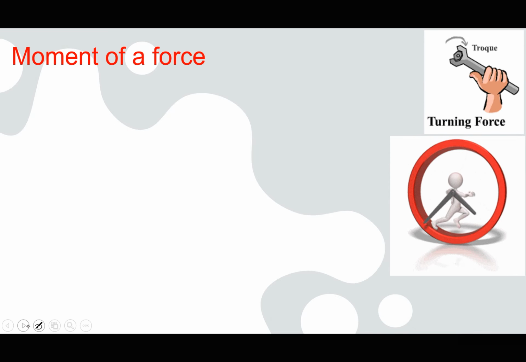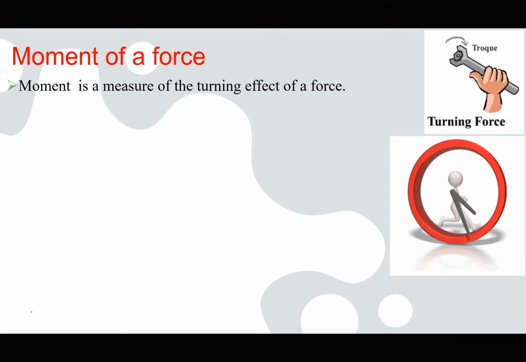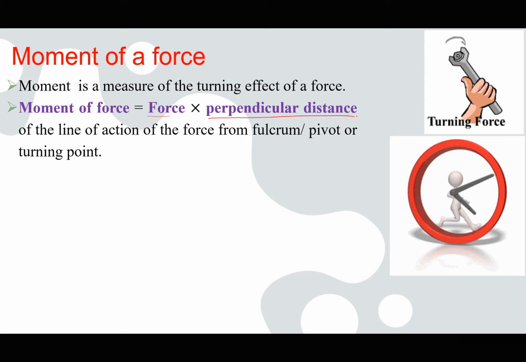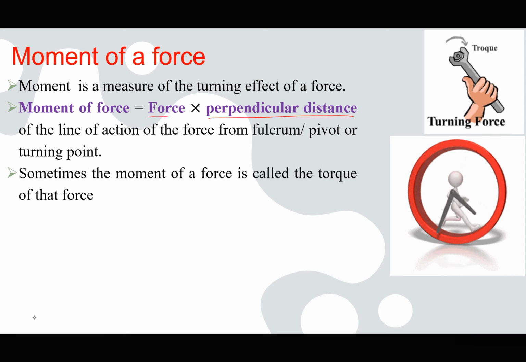We have said the moment of a force is the product of the force and the perpendicular distance of the line of action from the pivot. Moment itself means the turning effect of a force. Sometimes we shall use the term torque to mean moment, and sometimes I'll use the letter tau to mean moment or torque.